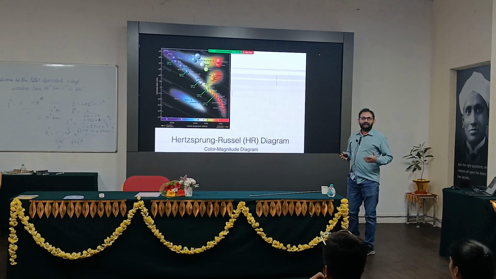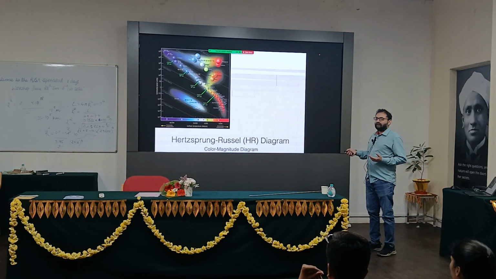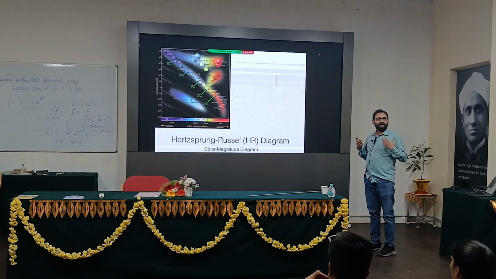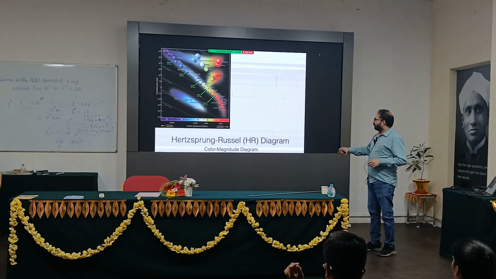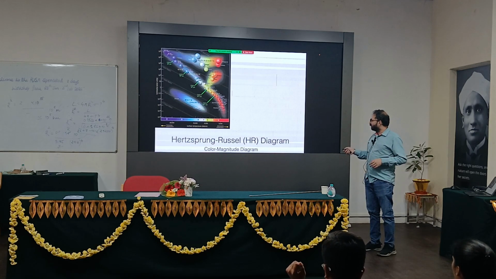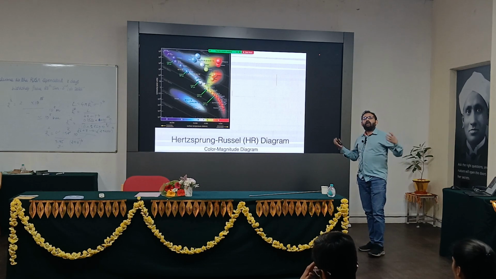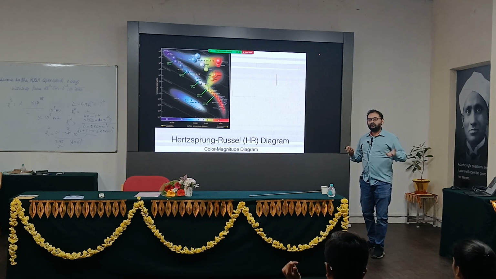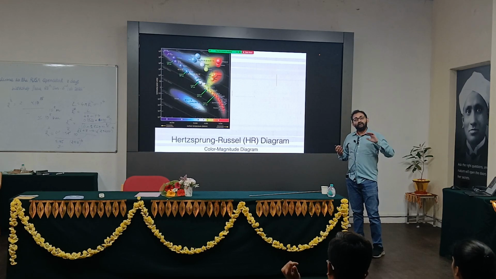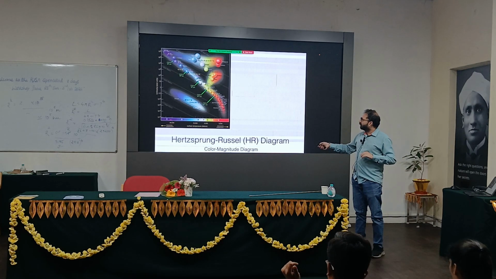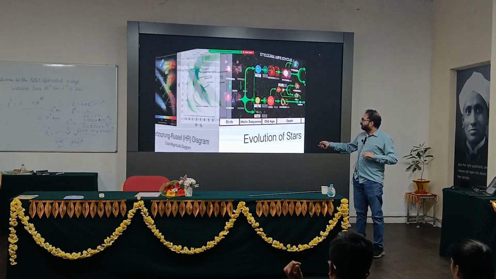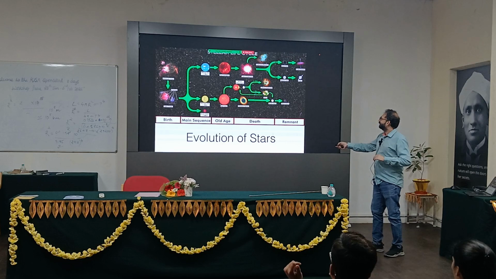So once you know the color and the temperature, that is an important property of the stars. Once we understand the temperature or color of the star, great people like Hertzsprung and Russell put all the stars together in one diagram so that it is easy for us to understand the evolution of the stars. This diagram looks very simple. There is temperature on the x-axis, from 30,000 Kelvin to 3,000 Kelvin.